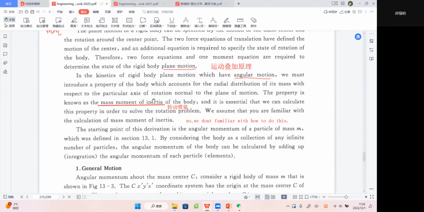Maybe you have met the mass moment of inertia in physics, maybe not. It is essential that we can calculate this property in order to solve rotation problems. That means we should have the ability to calculate this property for some common shapes. And the final sentence is very interesting: we assume that you are familiar with the calculation of mass moment of inertia.